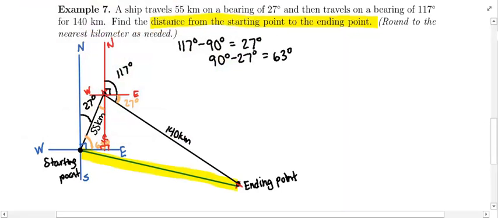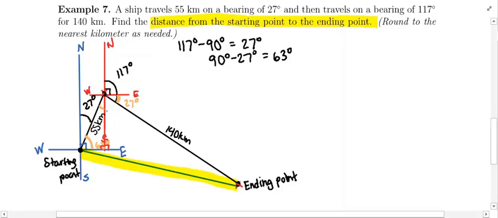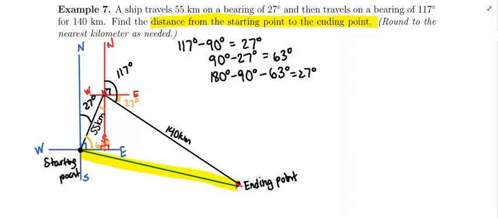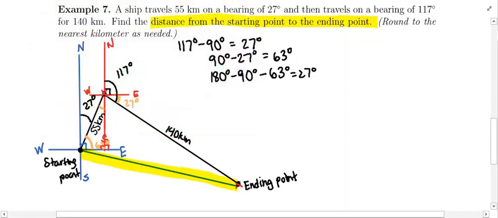So we have 180 degrees in this triangle. We know one of the angles is 90, so that leaves us with 90 degrees. And then we know this orangish angle is 63 degrees. We need to take that out. That's going to leave us with 27 degrees. So that is this particular angle right here. This guy is 27.